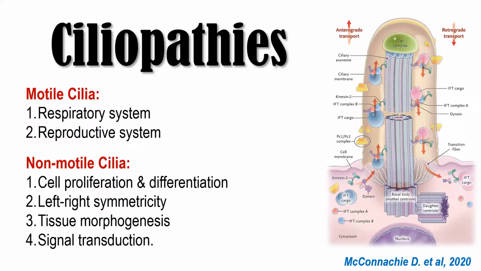While the most important are actually the non-motile cilia, which are responsible for cell proliferation and differentiation. By this, they are also responsible for left-right symmetry and tissue morphogenesis. So for that, if there is any defect in the cilia, it may produce a malfunction or anomaly, especially in the kidney.